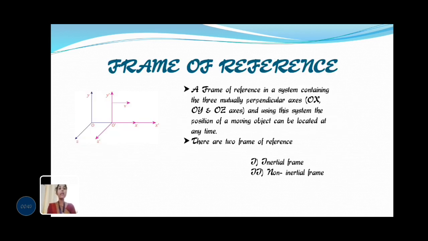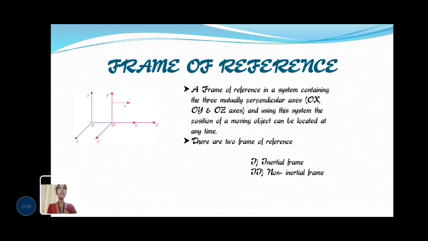Frame of reference. In this figure, consider three mutually perpendicular axes x, y and z. The position of a moving object can be represented by three Cartesian coordinates. A frame of reference is a system containing the three mutually perpendicular axes Ox, Oy and Oz, and using this system, the position of a moving object can be located at any time.